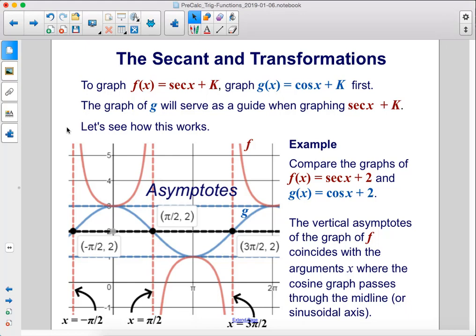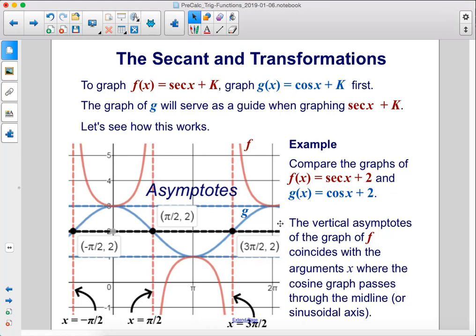To graph f of x equals secant x plus k, graph g of x equals cosine x plus k first. The graph of g will serve as a guide when graphing secant x plus k. Let's see how this works. Compare the graphs of f of x equals secant x plus 2 in red and g of x equals cosine x plus 2 here in blue.